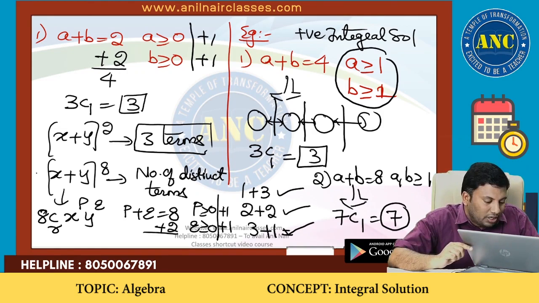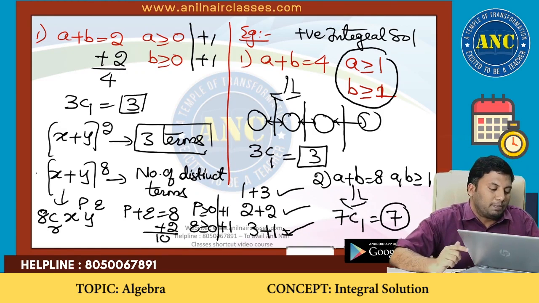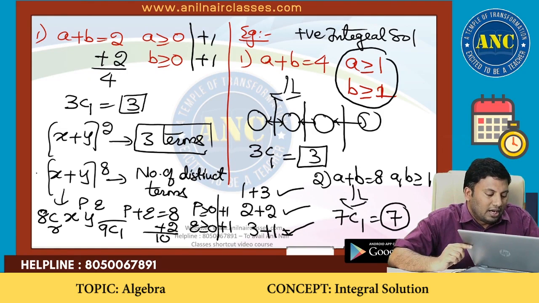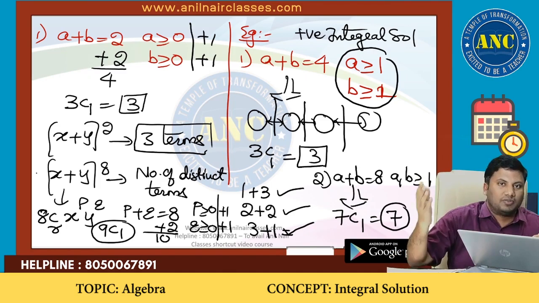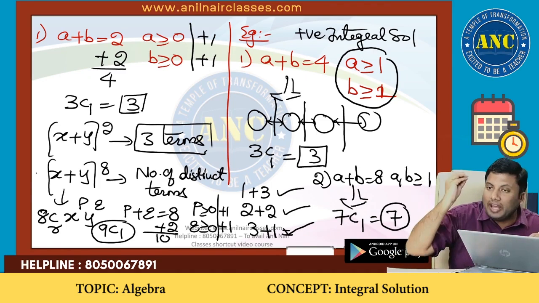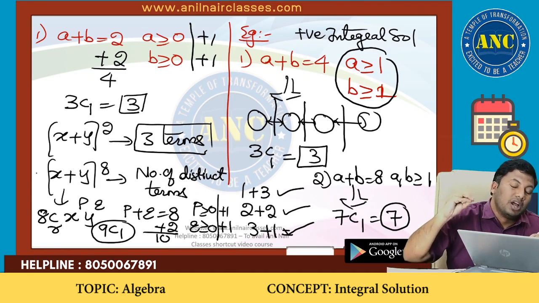8 plus 2 is 10. 10 balls are kept in a line. There will be 9C1, which is 9. If 2 variables are there, directly it is k plus 1. But I am not interested in 2 variables. I am interested in 3 variables, 4 variables and so on.